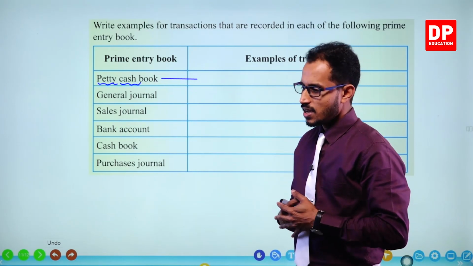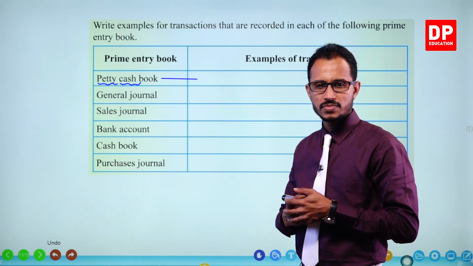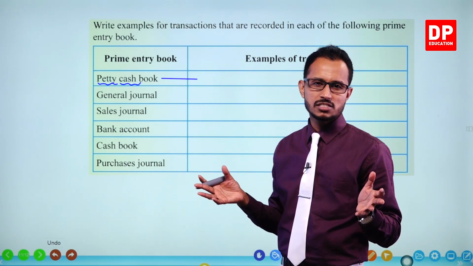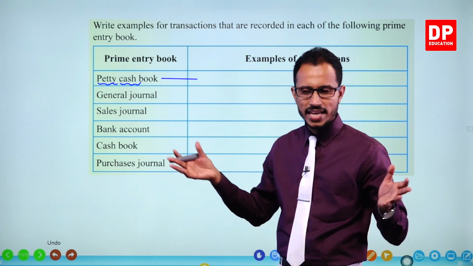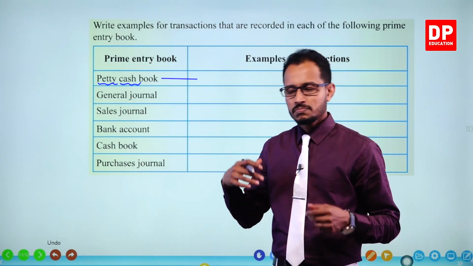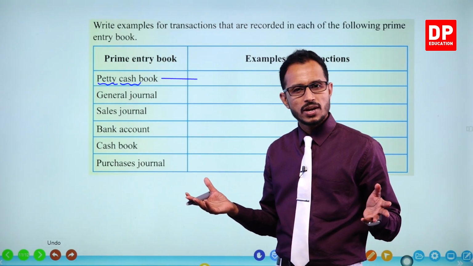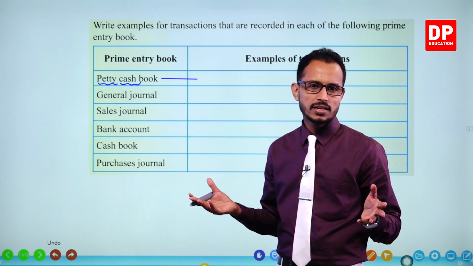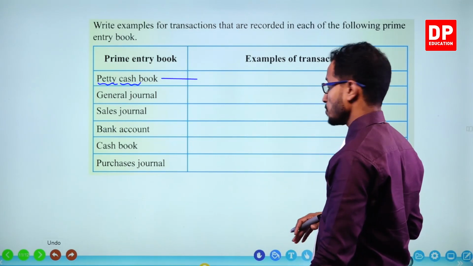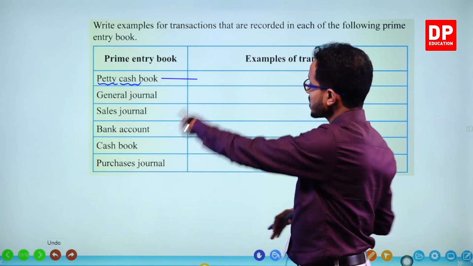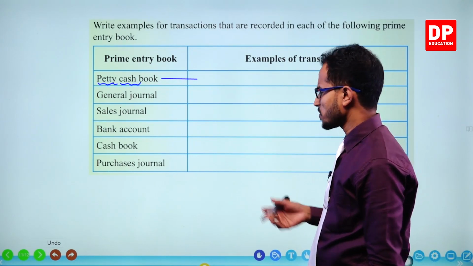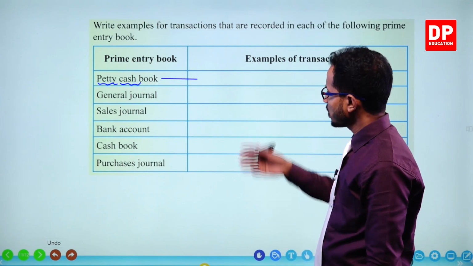That's how we identify them. They are not significant enough to be considered as a main item or an expense, right? Not significant. That's why we use the petty cash book to record those transactions. Then we can come up with an example. What type of transactions are recorded in the petty cash book? We already know, right?